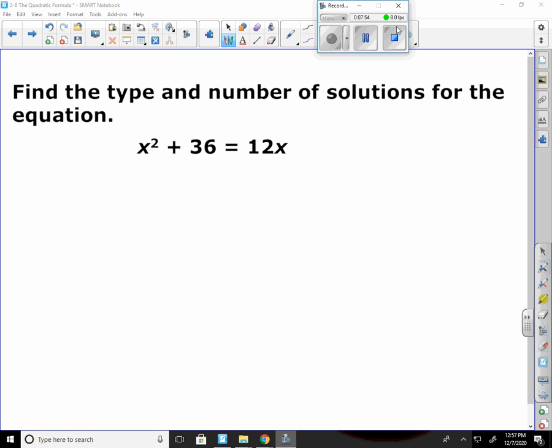So now that it asks us to find the number and type of solutions for the equation, the first thing we have to do is get it equal to 0. So we have to get everything on the same side. So I do x squared, and then I have to get the 12x over to the other side, so I have to subtract it. So it makes that minus 12x plus 36 equals 0.